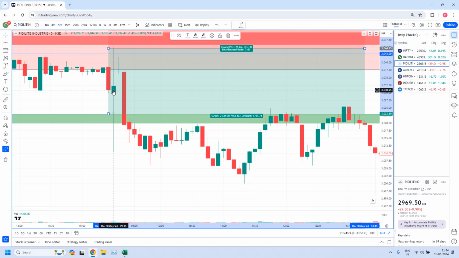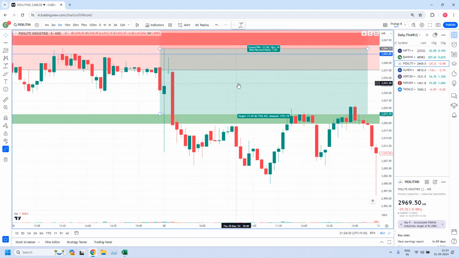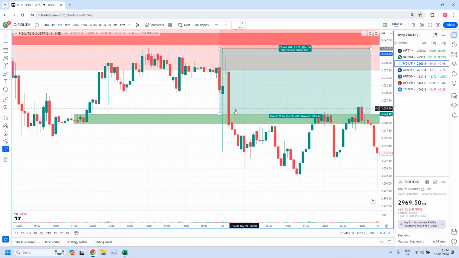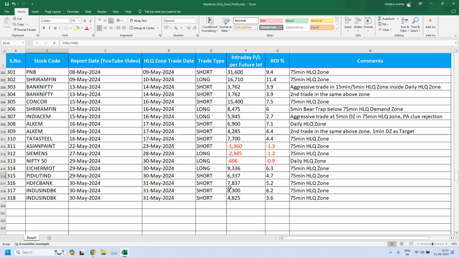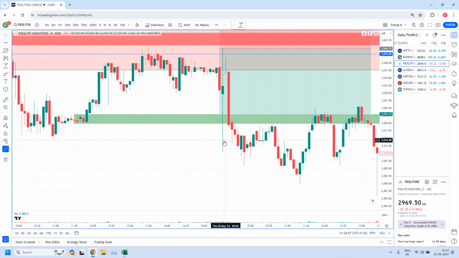Market went 15 paisa beyond my entry. I achieved 1:3 RR. My trade is triggered, and finally I got the profit. How much profit did I get yesterday? Pidilite Industries, we got 6,337 rupees, which is 4.7 RR. I calculated the maximum, because that is the maximum opportunity our HLQ zone will give. Maybe you would have got 6,100 rupees profit, or 6,200, or worst case 6,000 rupees profit. Anyway, a few hundred difference. You got a good profit, right?